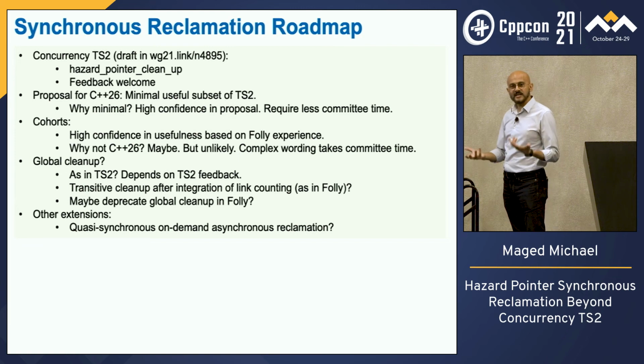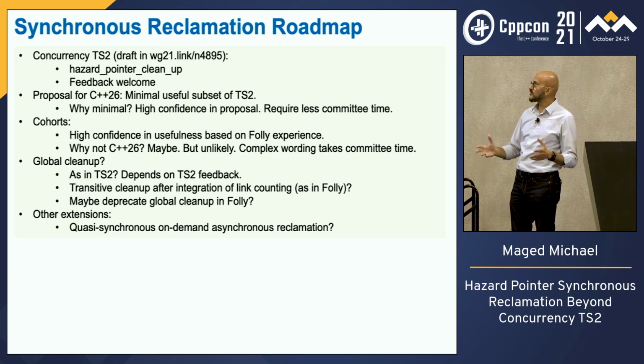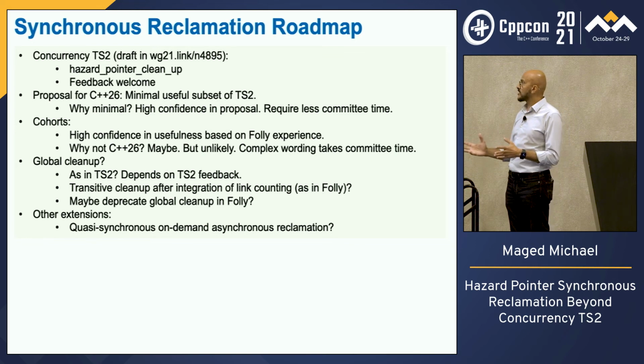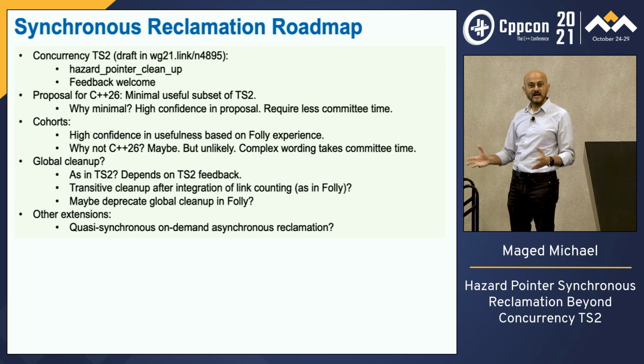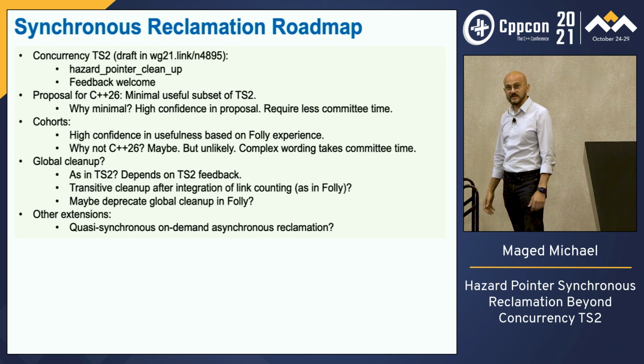How about cohorts? Based on the Folly experience, I have very high confidence that it's quite useful and in some use cases needed. So we want to expand the usefulness of hazard pointers. Why not C++26? Maybe, but it's unlikely because it will require complex wording and that will take more of the committee's time and might not fit within that time frame. But eventually, I'm quite confident that some form of cohort support would be added to the hazard pointer interface.